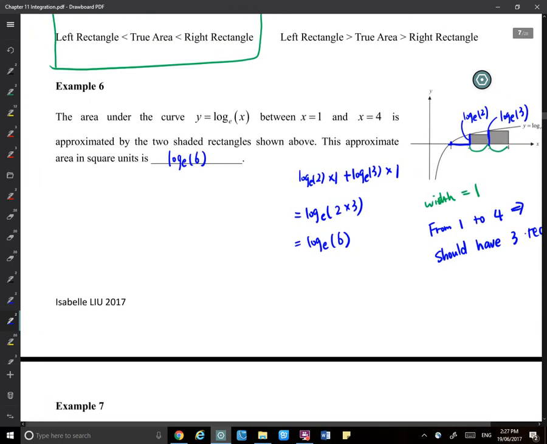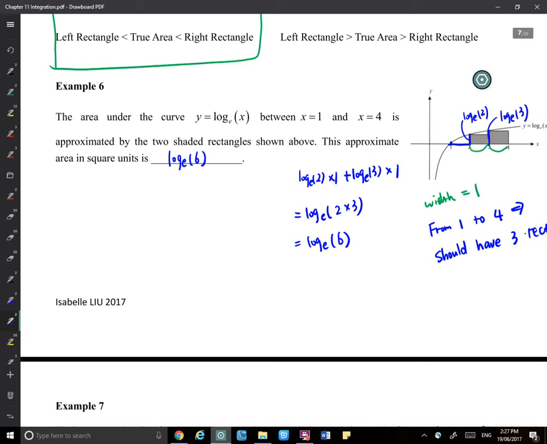You just find the height by substituting into the function to find the y value. And then you know the width. Okay, you know the width. Normally the width is either 1 or 0.5. Normally I have those two cases, 1 or 0.5.